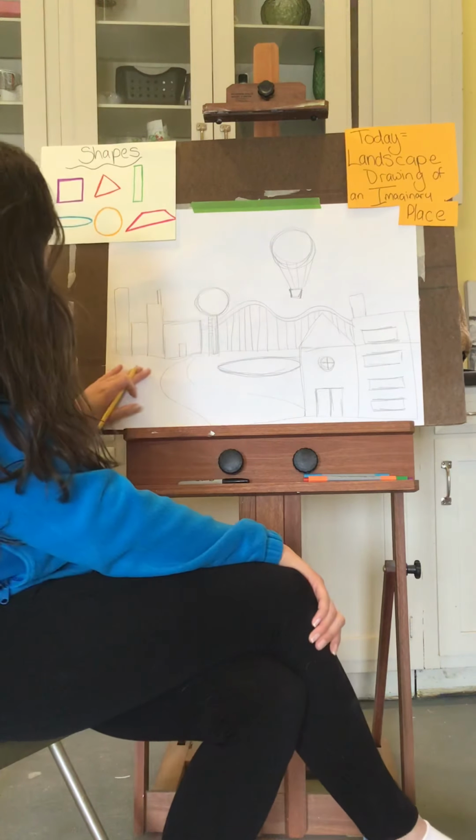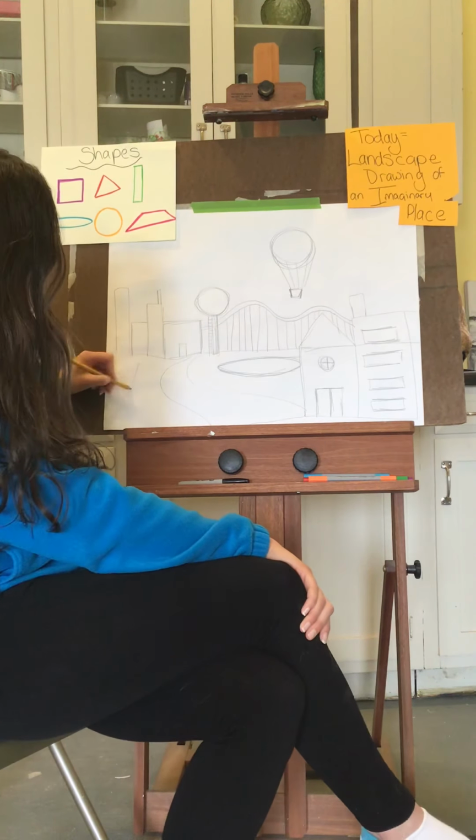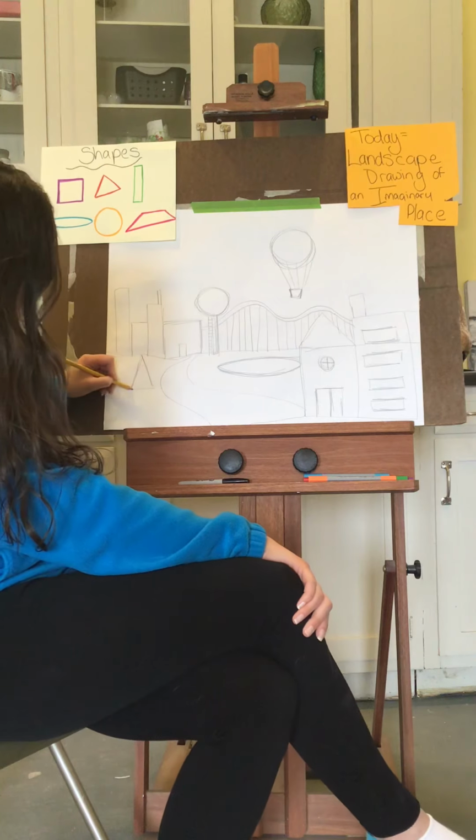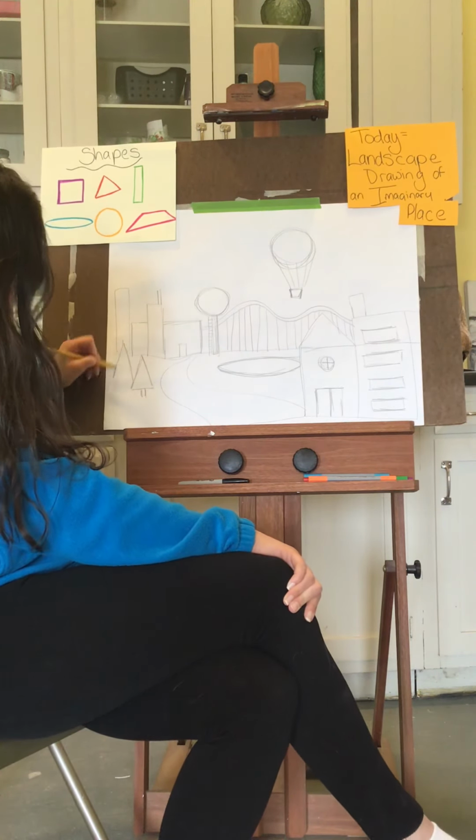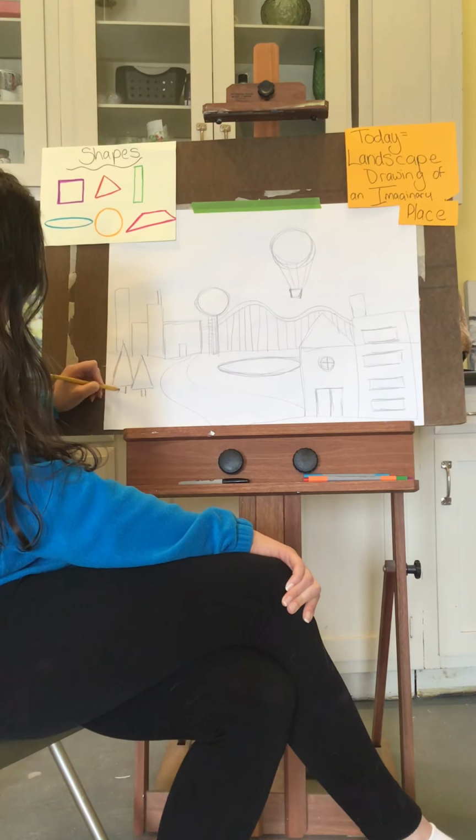Let's see, I could have some other buildings in here. I could add some trees. Guess what shape I'm going to use to make a tree? Just a skinnier triangle. I guess these are pine trees. Really easy way to use my shapes.